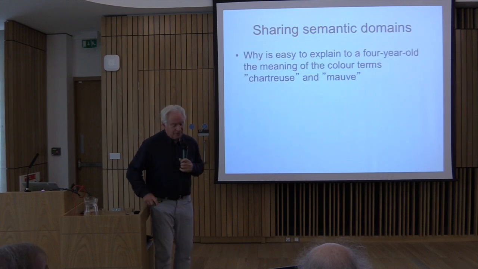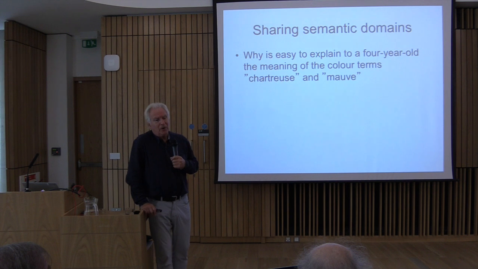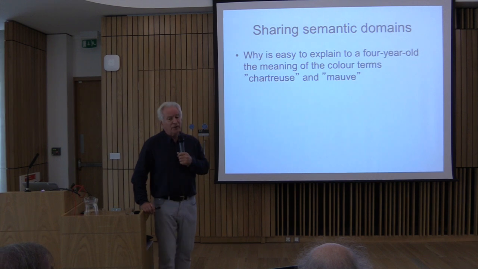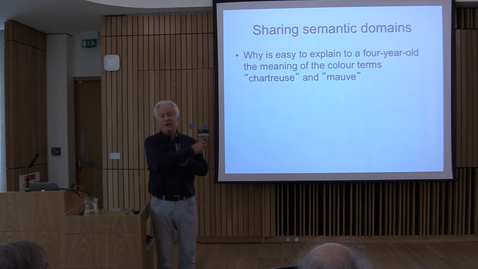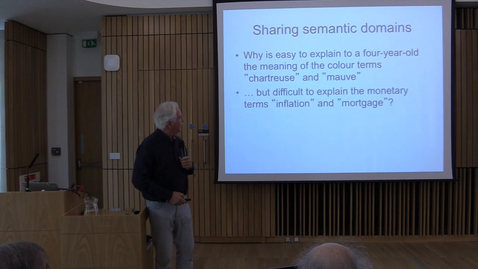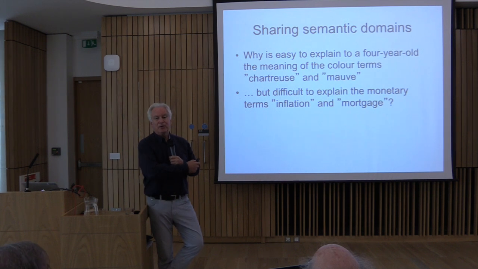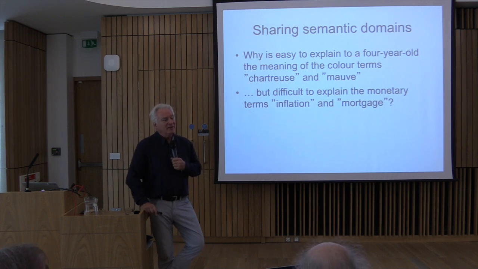Okay, here's the question. A 4-year-old can understand the meaning of the color words. You can teach the 4-year-old chartreuse and mauve quite easily. These are very odd, unusual color words. But it's more difficult to teach them the words inflation and mortgage. And this is not a matter of frequency. In natural language, these 2 words are much more frequent than these up here. So this is not a question of frequency.